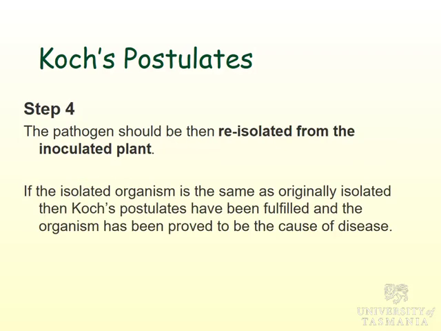Then you need to isolate it once more and make sure that this new diseased plant actually still has the pathogen that you started with. That is Koch's postulates. And if you can complete that, you've fulfilled the best proof of cause for a particular pathogen.